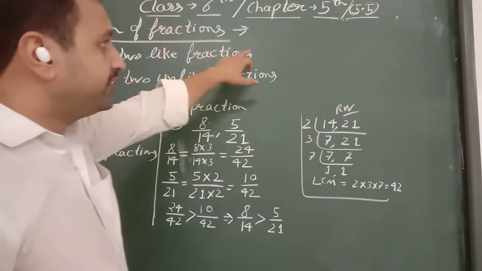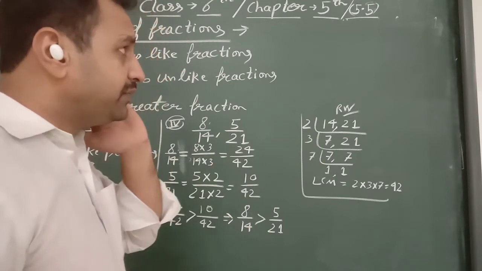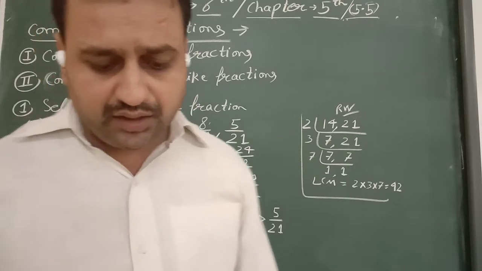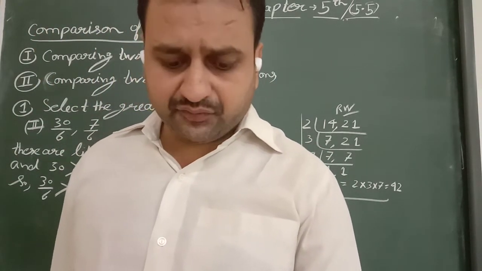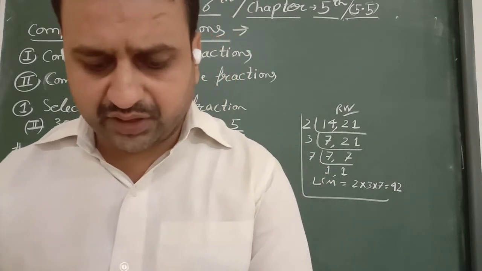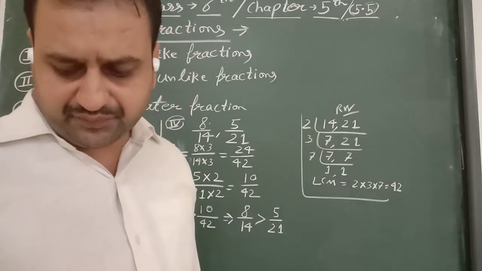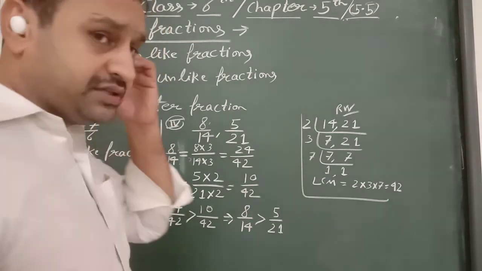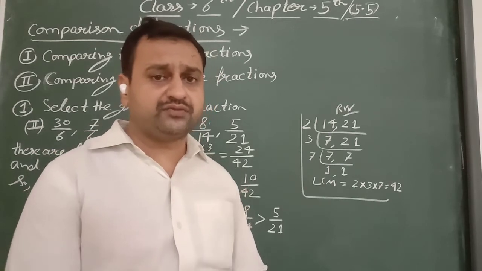Class 6, Chapter 5, Fractions, Exercise 5.5. In the previous video, we just completed Exercise 5.4, and we have already discussed fractions. How can we represent a fraction on the number line? Equivalent fractions, types of fractions, unit fraction, like and unlike fractions. Now the topic is comparison of fractions. If two fractions are given, then how do we compare which fraction is greater?